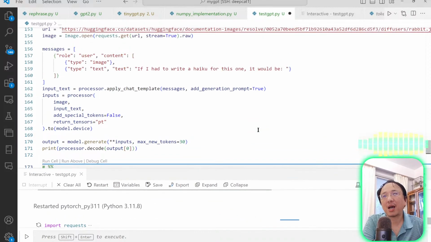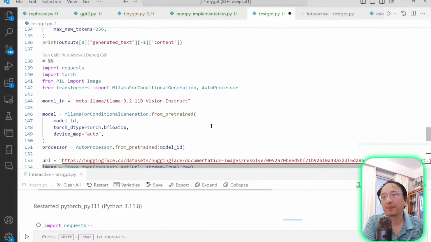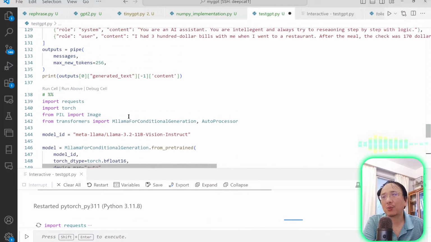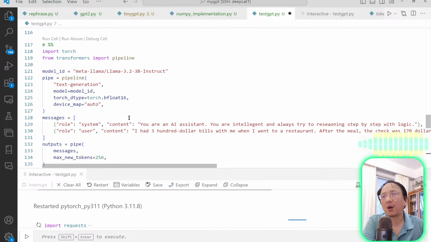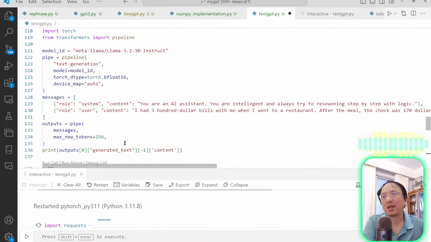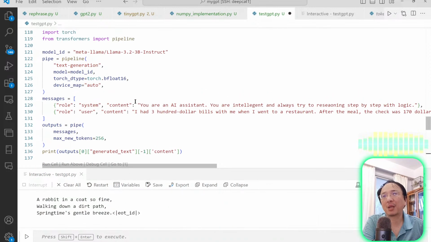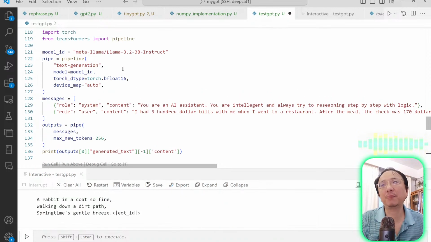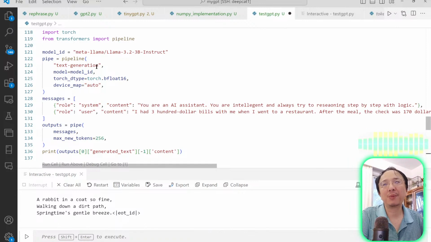So you can see that I'm using a pipeline right here instead of using model. Okay. The pipeline is right here, but I jumped to the last one, to the multimodal model. But let's first see the pipeline. A high-level usage, or maybe the most popular usage of the Transformer API is using the pipeline.